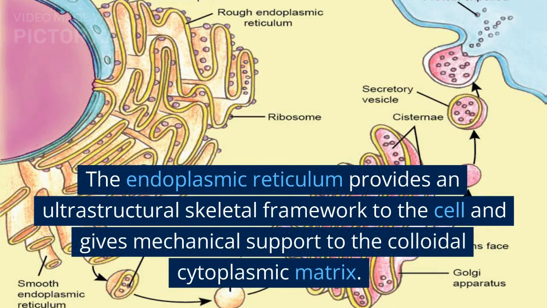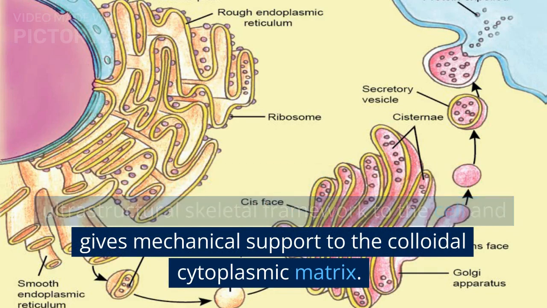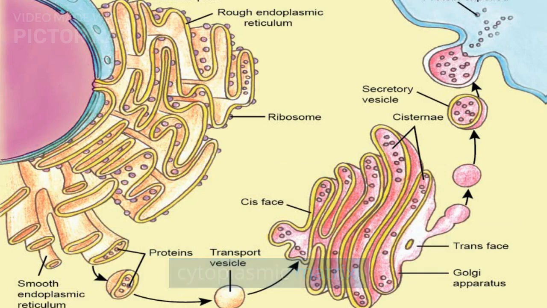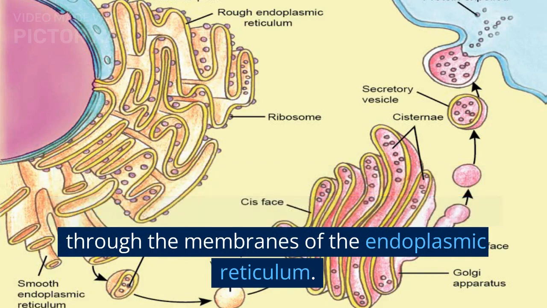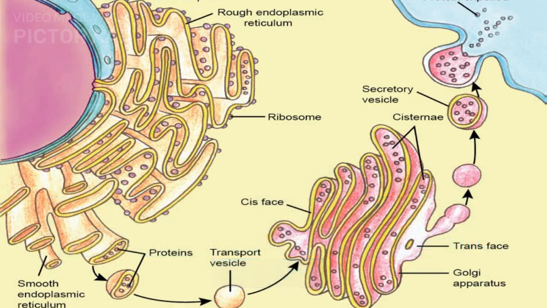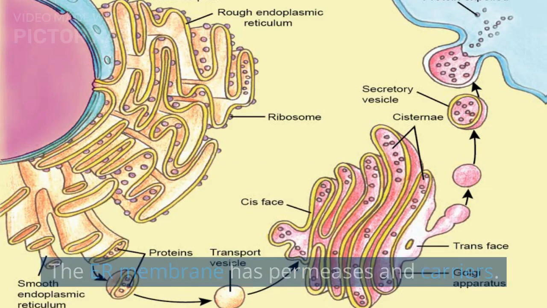Common functions of SER and RER. The endoplasmic reticulum provides an ultrastructural skeletal framework to the cell and gives mechanical support to the colloidal cytoplasmic matrix. The exchange of molecules by the process of osmosis, diffusion, and active transport occurs through the membranes of the endoplasmic reticulum. The ER membrane has permeases and carriers.